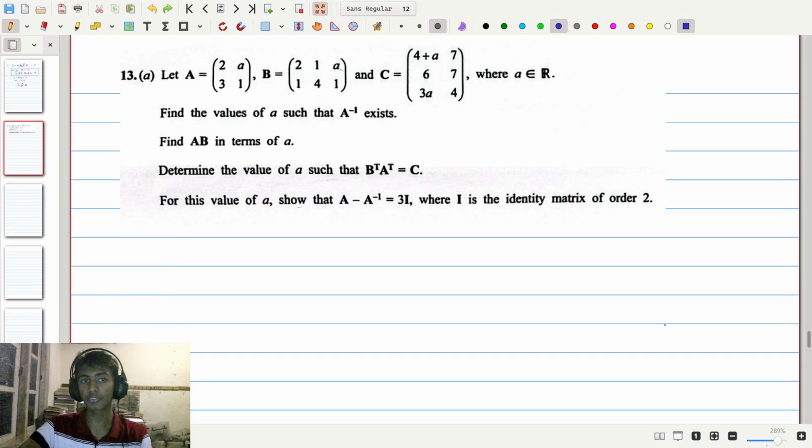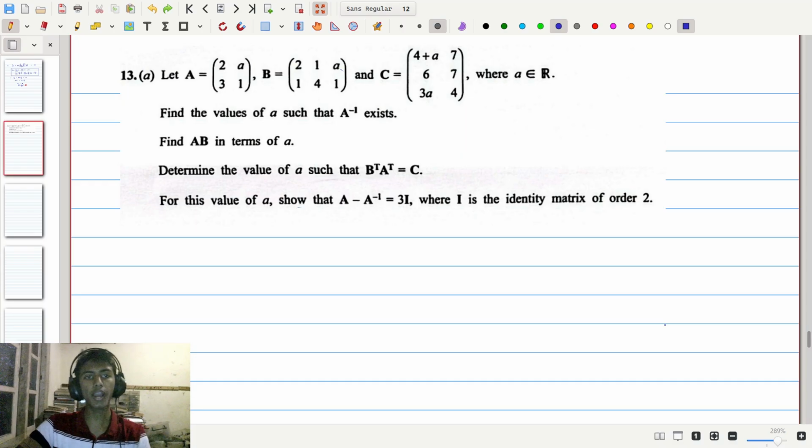This question says, let the matrix capital A be equal to this matrix here, which is 2, a, 3, 1, and the matrix capital B be given by this matrix here, which is 2, 1, a, 1, 4, 1, and the matrix capital C be given by this whole thing here, 4 plus a, 7, 6, 7, 3a, 4, where a is some element of the real numbers. So here, this value a, here, and here is some real constant.